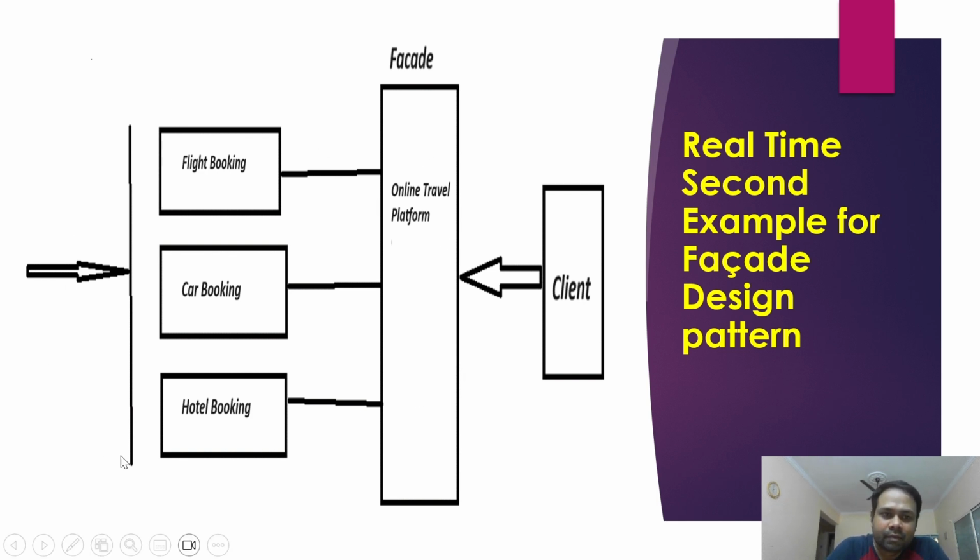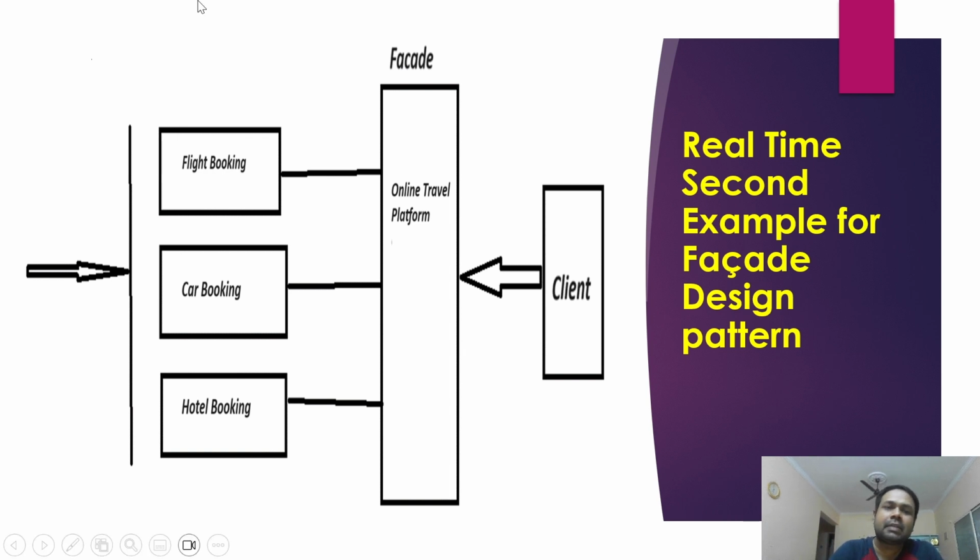Here, how these services work, how different flights are available, how different cars are available, how different hotels are available, all these things need not be known by the client. They just see the one wall, the one online travel platform, and book through it. This is what we call the facade design pattern.